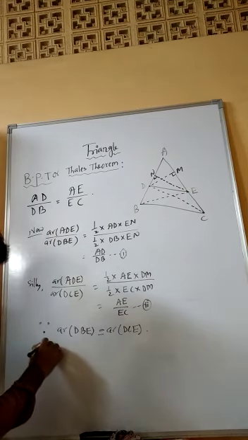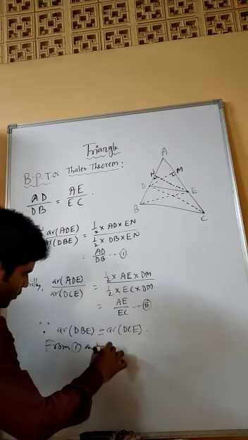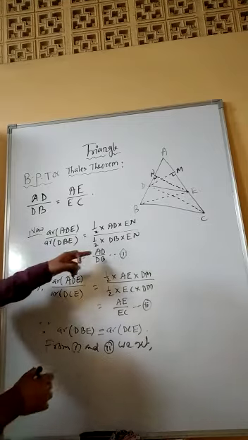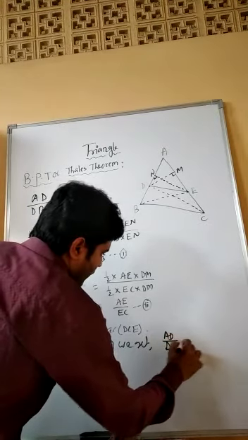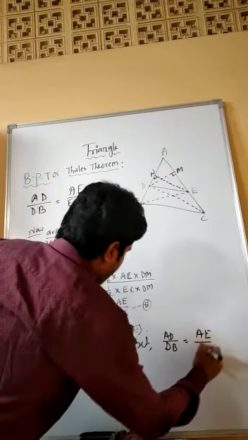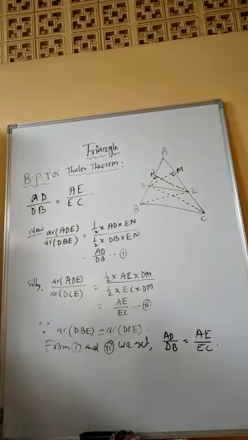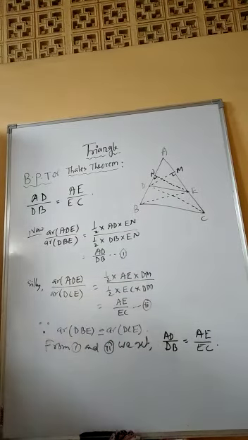So from 1 and 2, what do we get? The right-hand side is also the same, that AD by DB equals AE by EC. So this one is the proof. Just a simple proof. You have to write the reason here, okay?